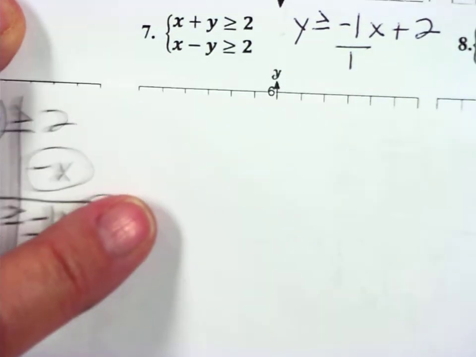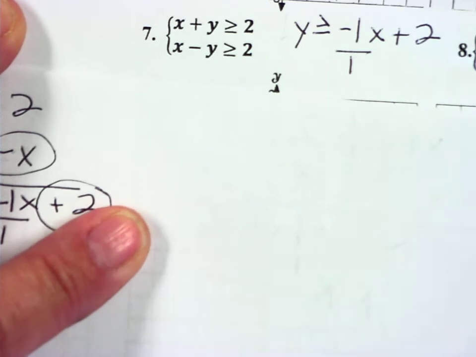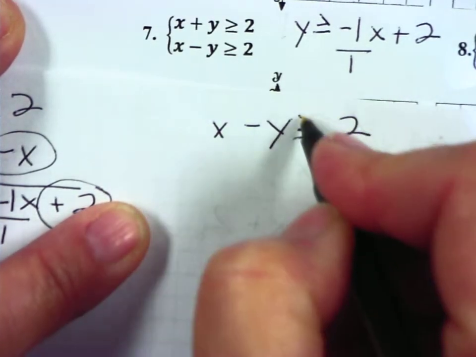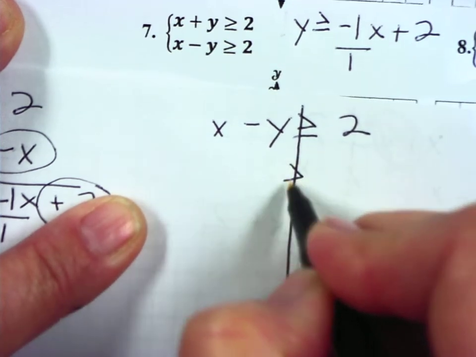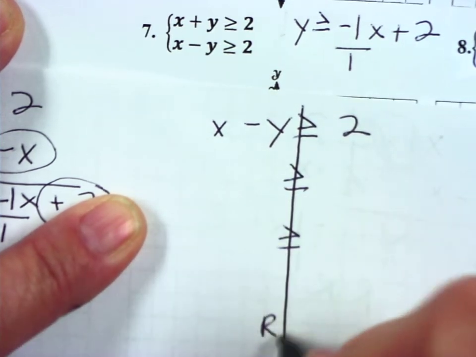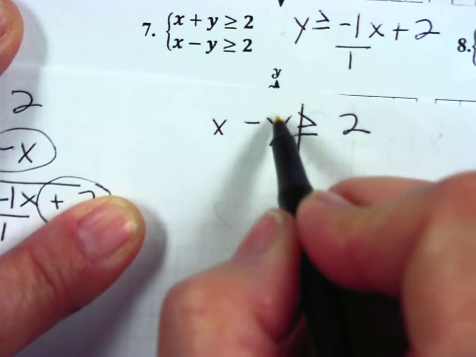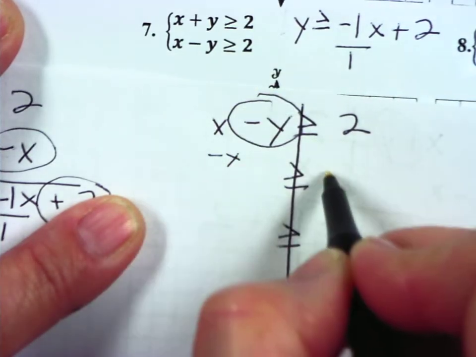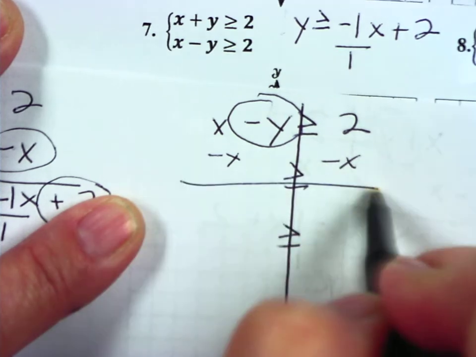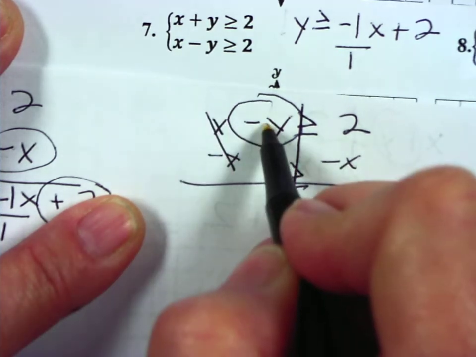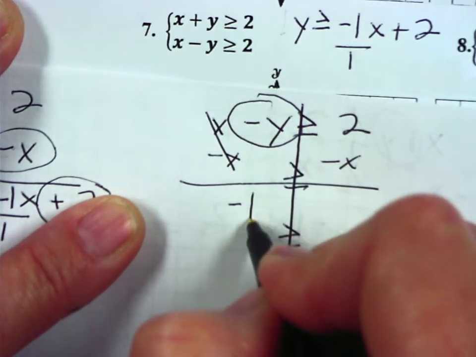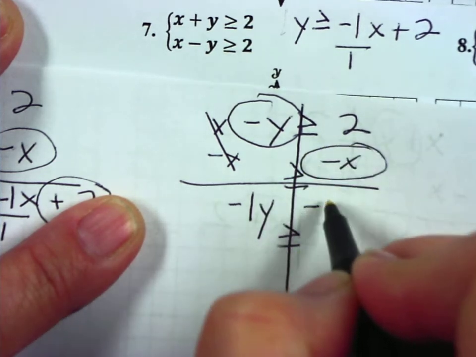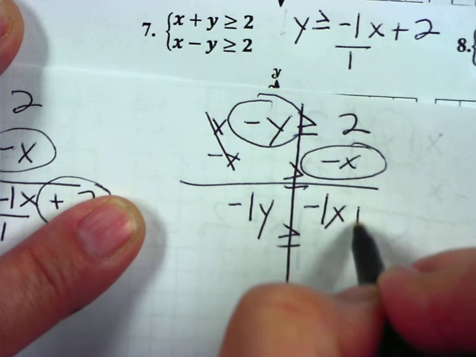And then our second one is x minus y is greater than or equal to 2. Inequality, fish hooks, random rule. I want to get y alone. Going to subtract x from both sides. Cancels out. This is 1 negative y, isn't it? This is 1 negative x, and this is positive 2.